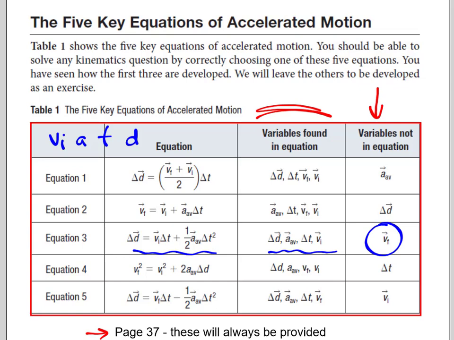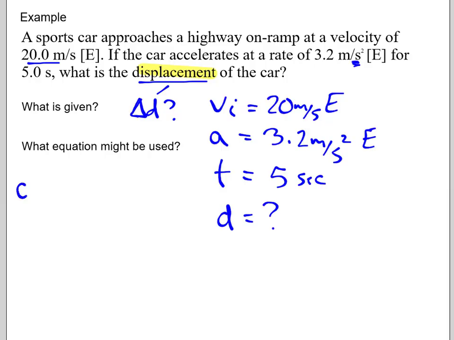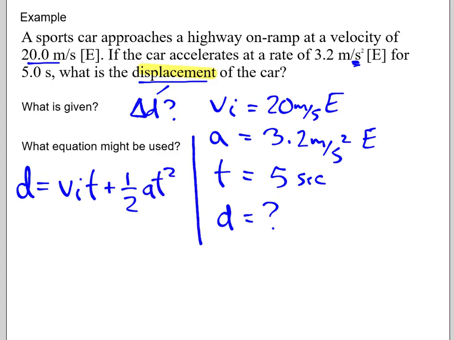Now you'll notice I don't write the deltas. It just gets a bit cumbersome when you're trying to write all that down. So we would have d equals vi t plus 1/2 a t squared. That will be my equation. And if you go through and double check, this is what we're looking for. We know vi, this is a constant, we know a, and we know t. We should be able to solve this problem for d.